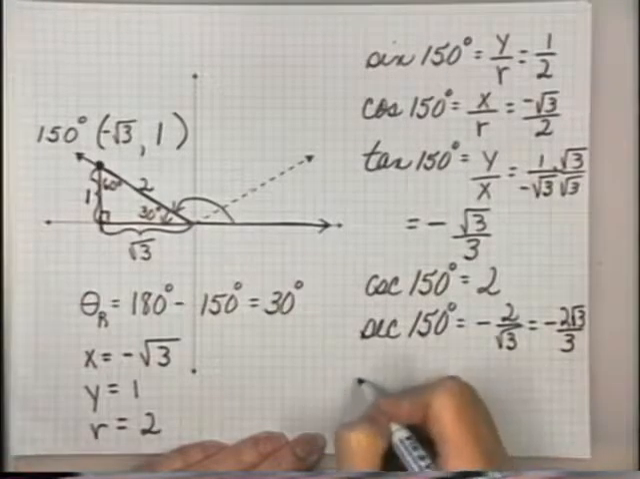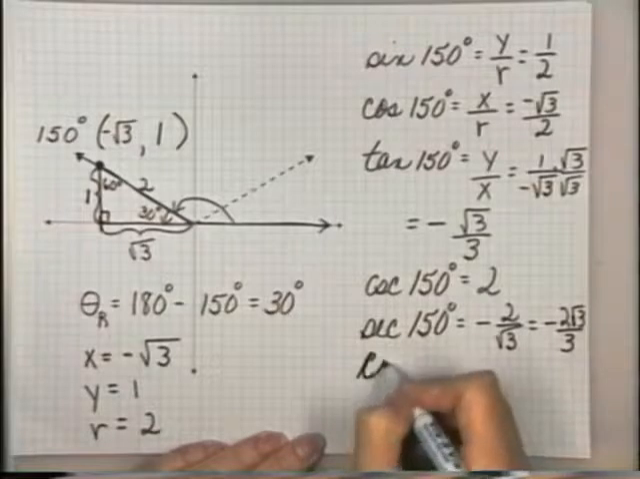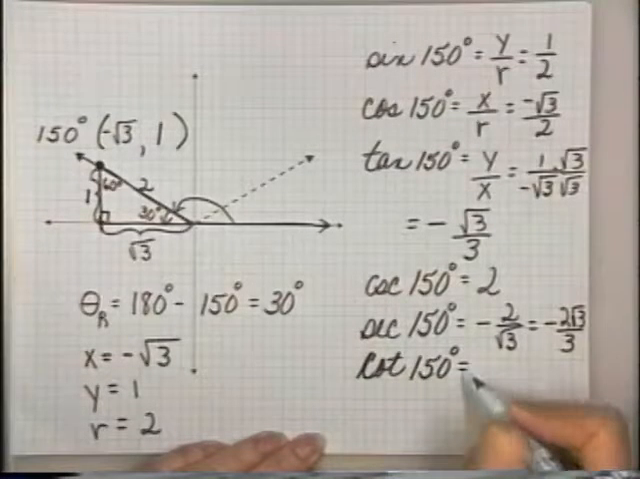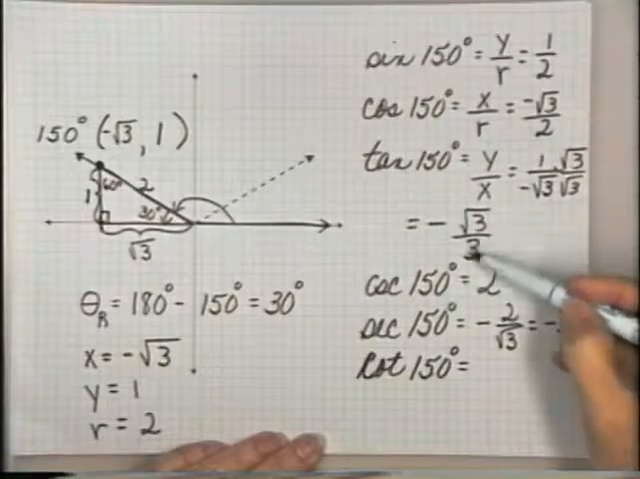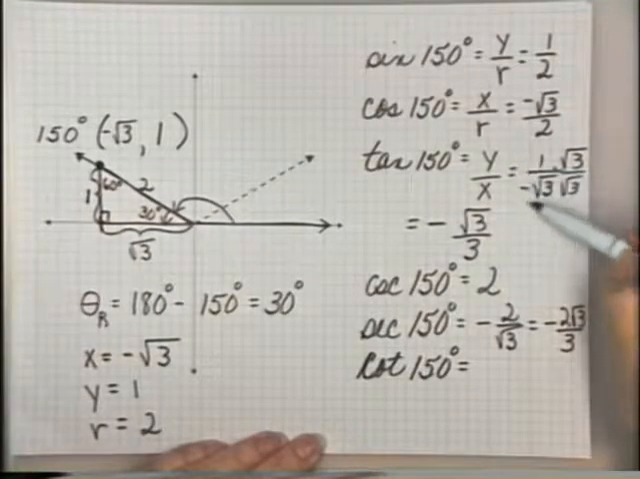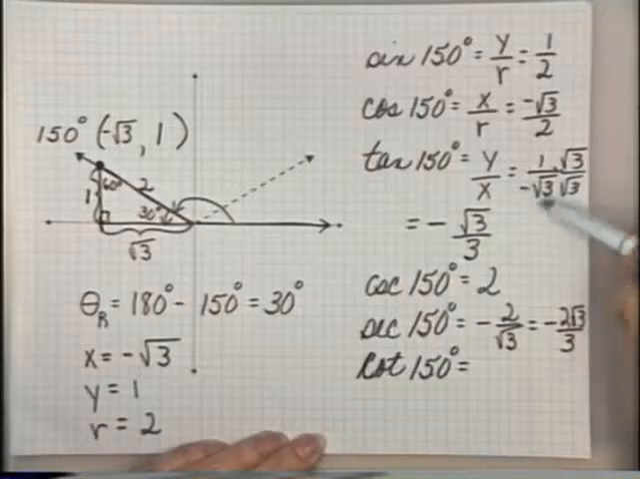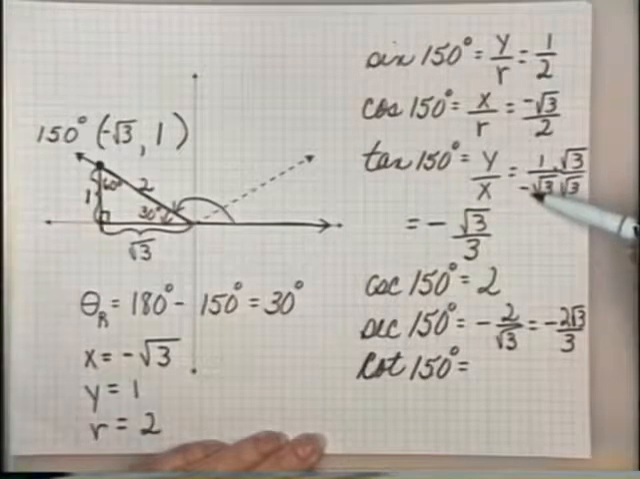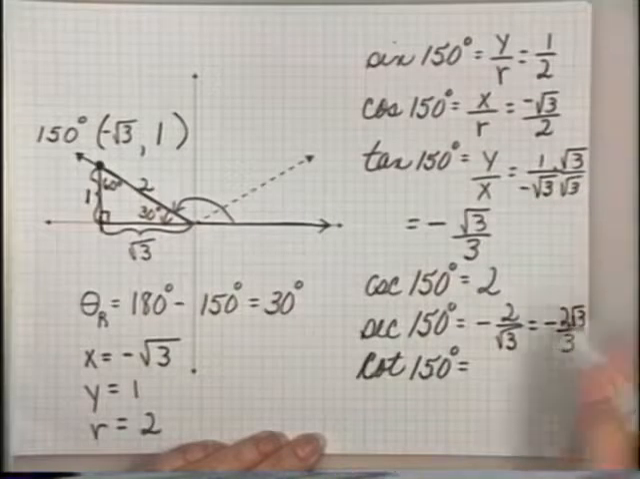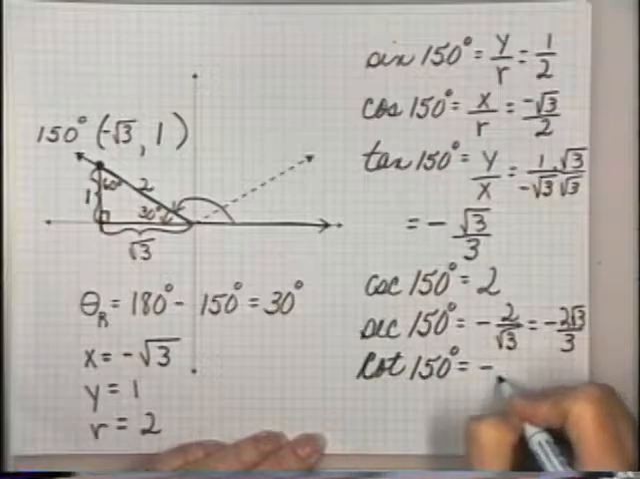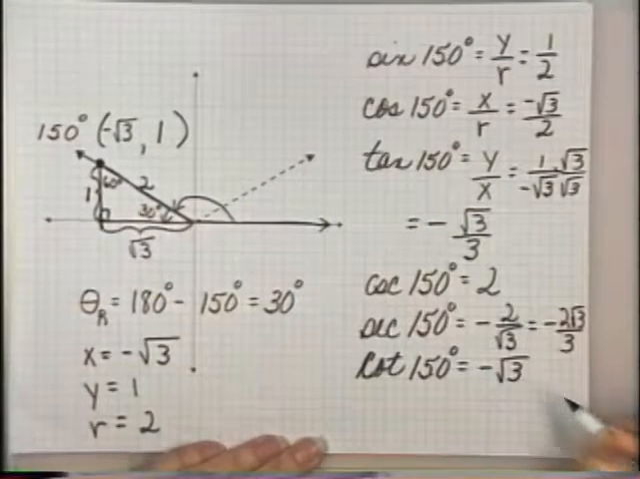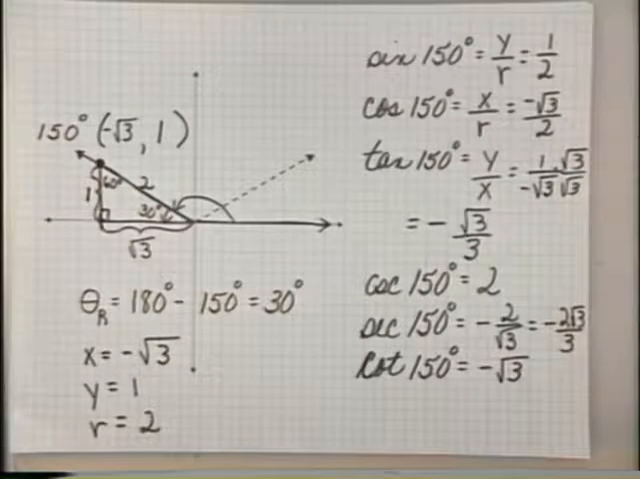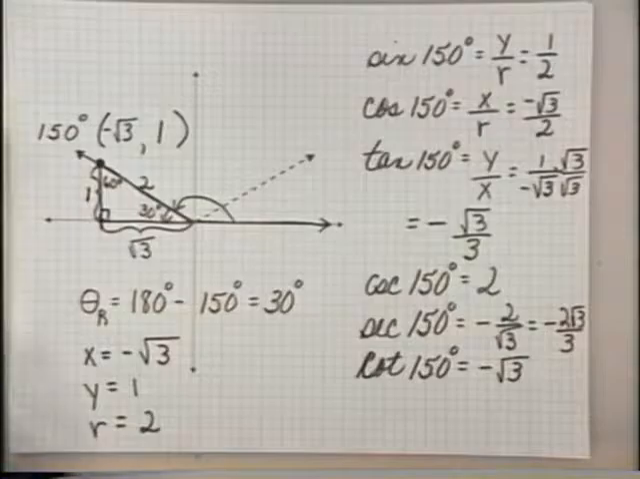And last, for my cotangent of 150 degrees, let's see, I could use this reciprocal, but I think it'd be easier to go back here. What's the reciprocal? First, I knew the tangent was equal to 1 over minus the square root of 3. What would the reciprocal of that be? It would simply be minus the square root of 3. So there are my values.